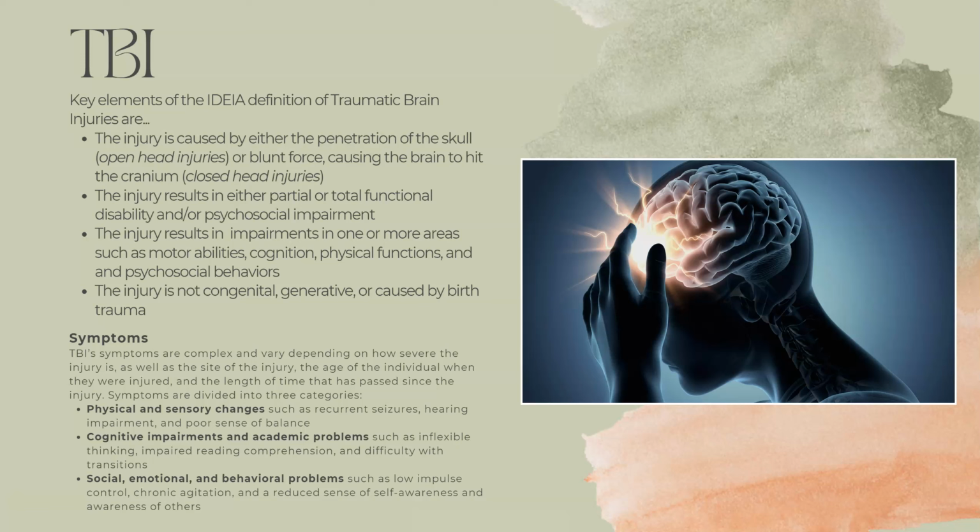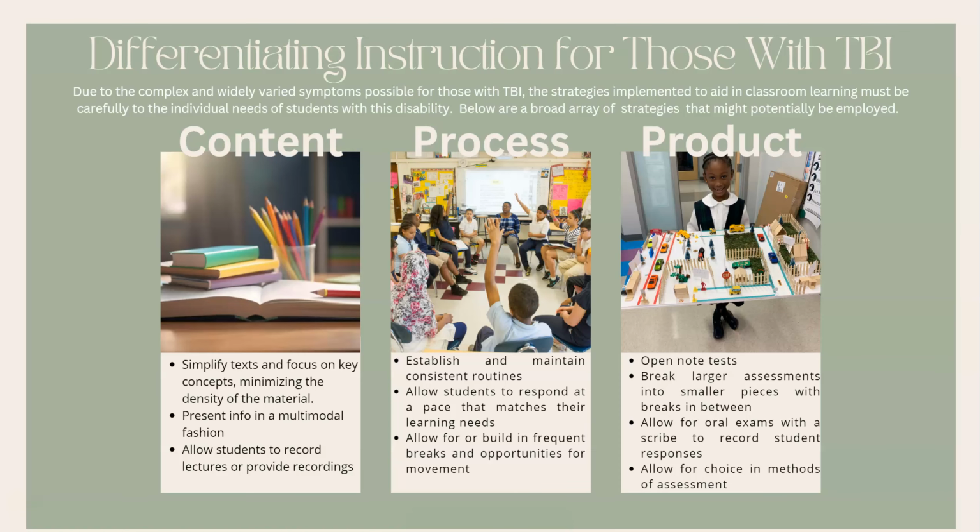Symptoms are very complex and they vary depending on how severe the injury is, where the injury occurred, the age the individual was when they were injured, and how much time has passed since the injury has happened. And we divide these symptoms into three categories: physical and sensory changes such as recurrent seizures, hearing impairment and poor sense of balance, cognitive impairments and academic problems such as inflexible thinking, impaired reading, comprehension, and difficulty with transitions. We have social, emotional, and behavioral problems such as low impulse control, chronic agitation, and reduced sense of self-awareness and the awareness of others.